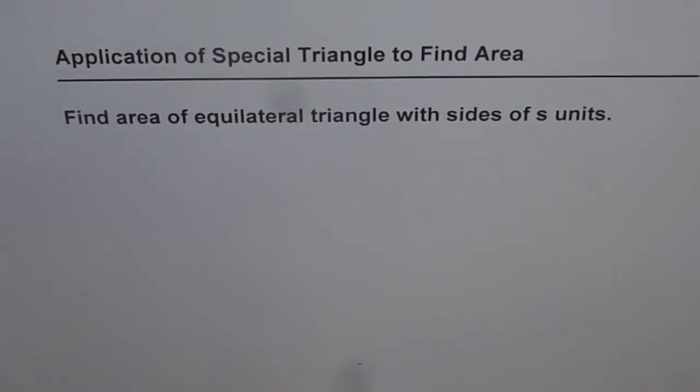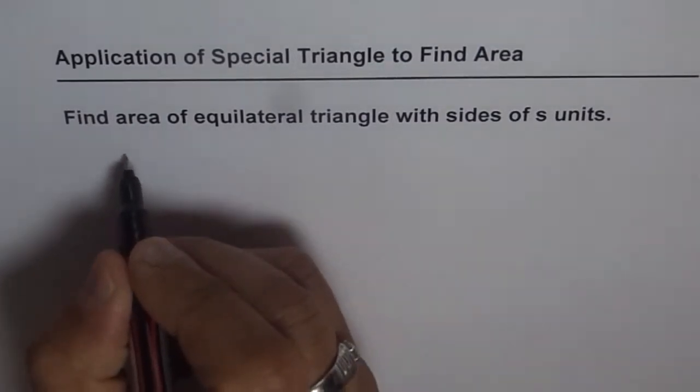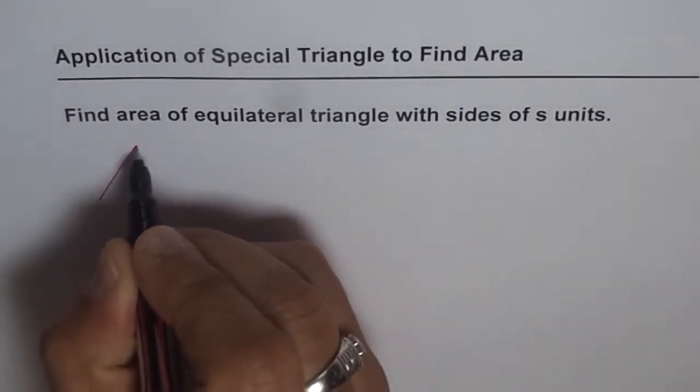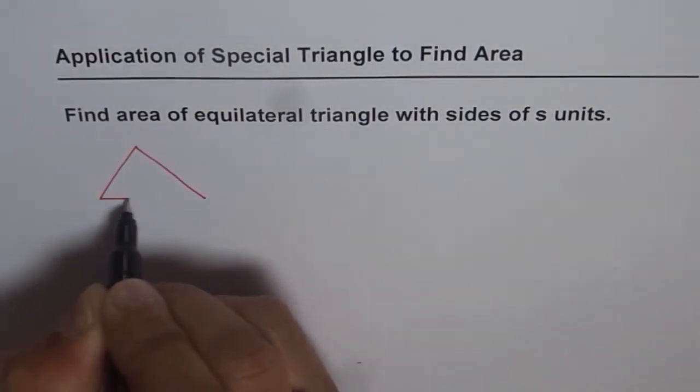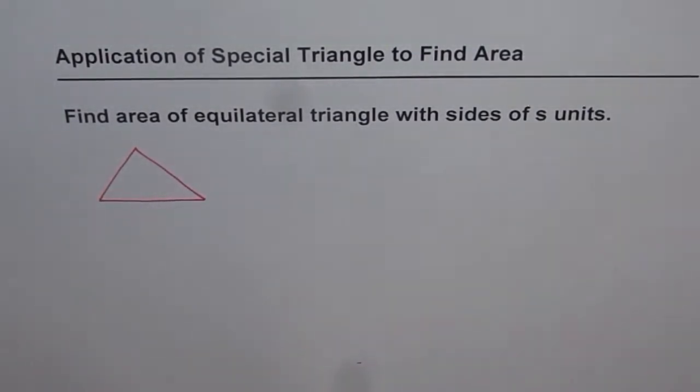Application of special triangle to find area. Question is, find area of equilateral triangle with sides of S units. So let's make one equilateral triangle and then we'll figure out how to find area of this triangle. Let us say this is our equilateral triangle and it has sides of S units.